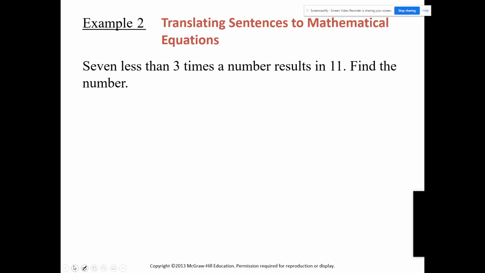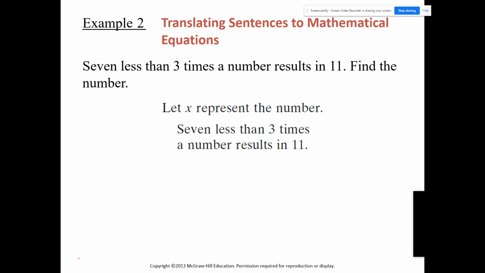All right, I read it. Now I want to assign variables. So 7 less than 3 times a number. We're going to use x for a number. All right, rewrite the problem, and you can skip this step once you get the hang of this. 7 less than 3 times a number results in 11.